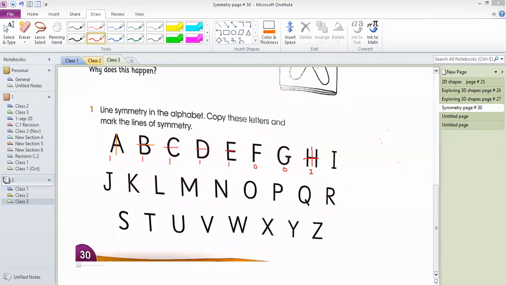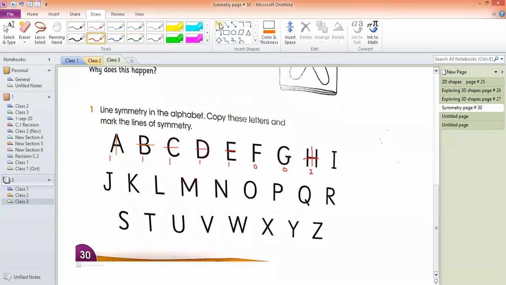Yes, sir. Now tell me about the I, guys. Which symmetry does I have? Vertical or horizontal? Horizontal and vertical, sir. Very good, guys. I has two symmetries, vertical also and horizontal also.